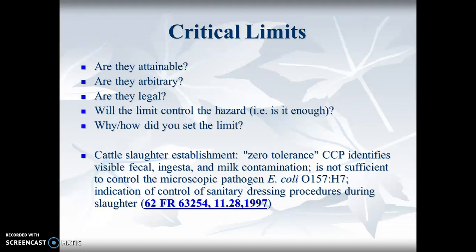Is it reasonable? Cattle slaughter established zero tolerance as the CCP. Identifying visible fecal, ingesta, and milk contamination is not sufficient to control microscopic pathogens, E. coli O157:H7. You can't just look at it. You actually have to swab and test. So you need to have an indication of control of sanitary dressing procedures during slaughter. And that comes out of 62 as far as the title. FR is the Federal Register, 63254. And you can see it shows you the link from the Government Printing Office, the GPO. So it's one of those, hey, you can click on that and it'll actually take you to it.